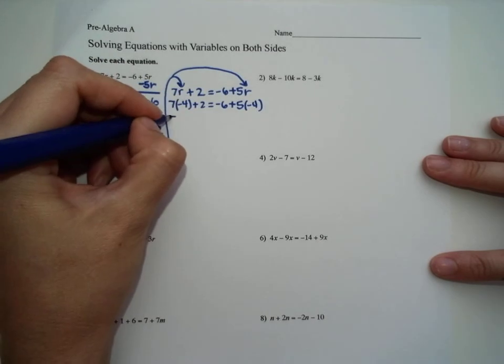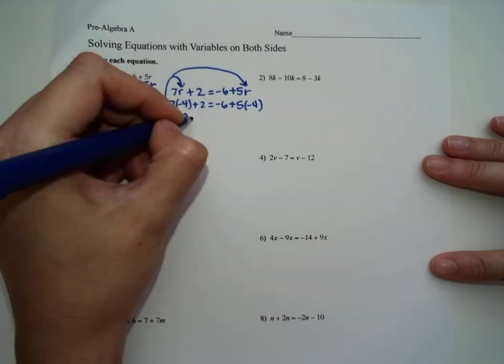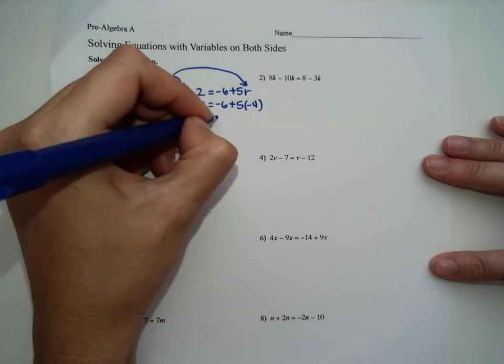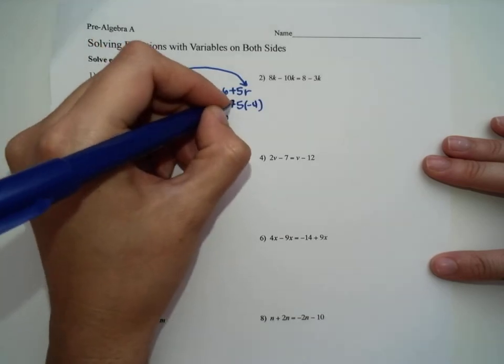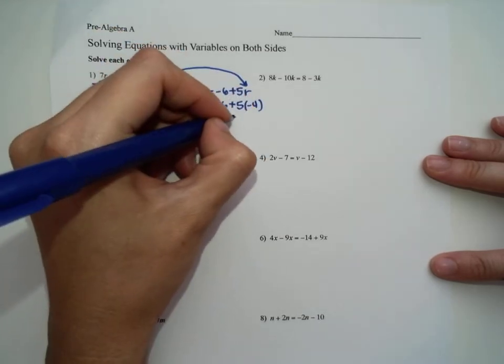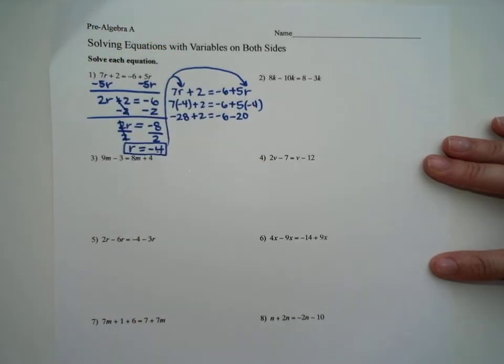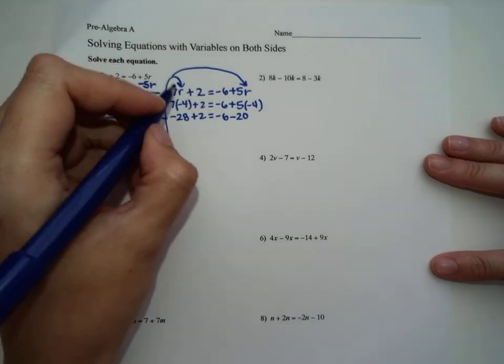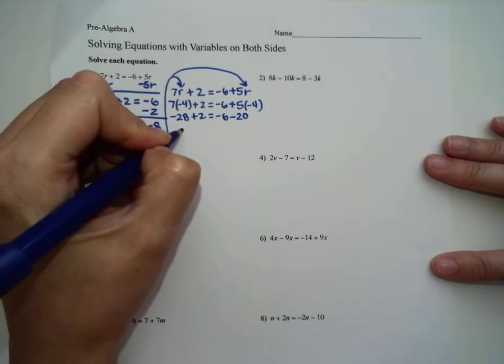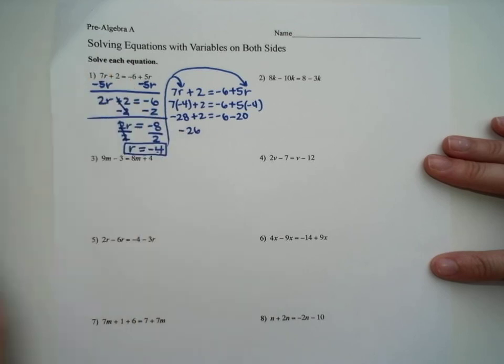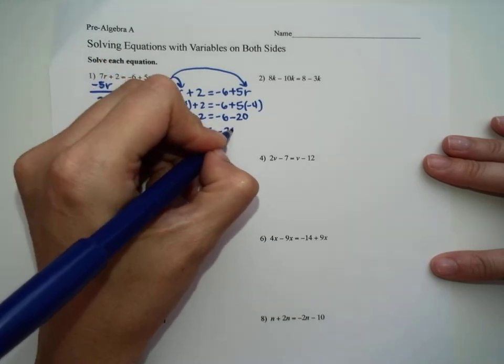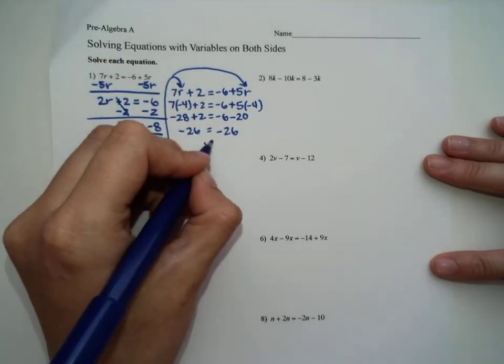7 times negative 4 is negative 28 plus 2 equals negative 6. And positive 5 times negative 4 is negative 20. And then we simplify. Negative 28 plus 2 is negative 26. And that equals negative 6 minus 20, which was also negative 26.